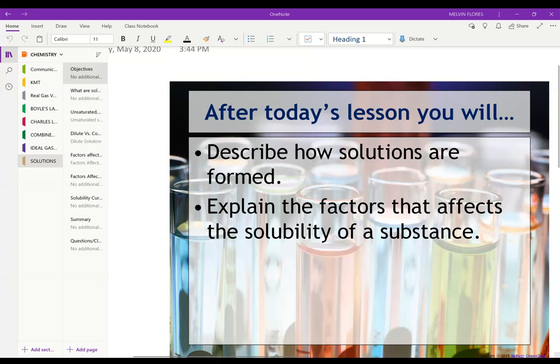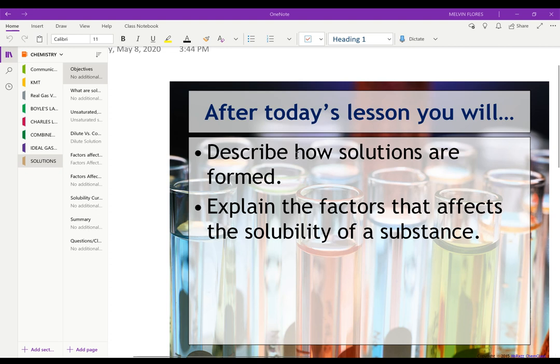Good morning, ladies and gentlemen, and welcome to our new lesson for today, which is all about solutions, the properties of solutions, and the factors that affect the solubility of a substance.